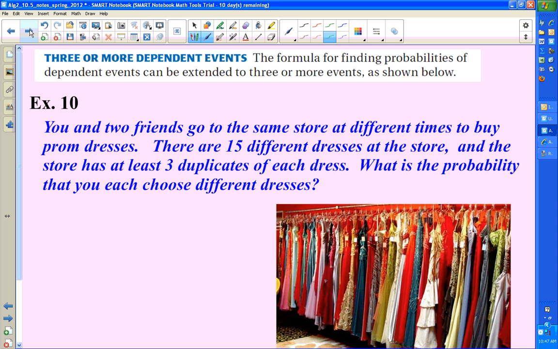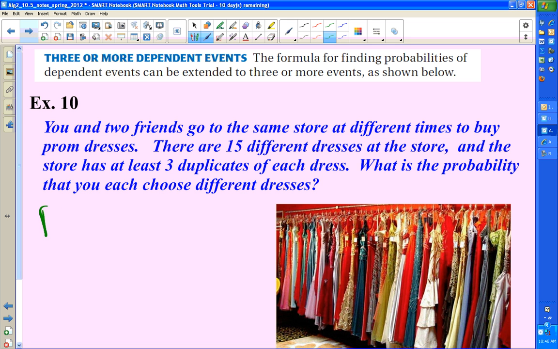So you and two friends go to the same store at different times to buy prom dresses. There are 15 different dresses at the store, and the store has at least 3 duplicates of each dress. So that means everybody could get the same dress. What's the probability that you each choose different dresses? Okay? So there's 15 different dresses at the store. The store has at least 3 duplicates of each dress.